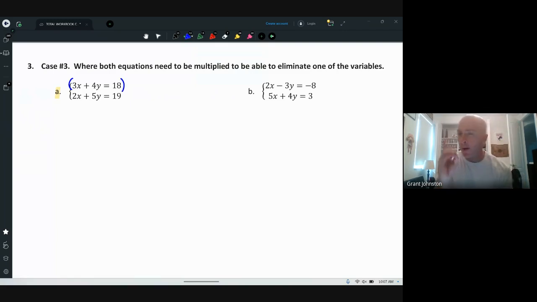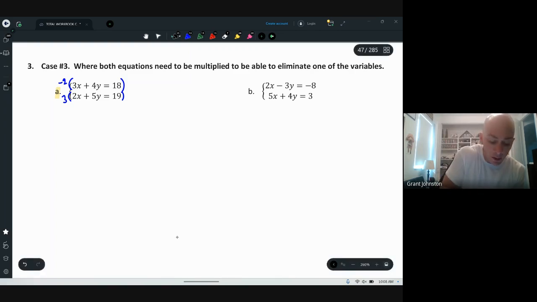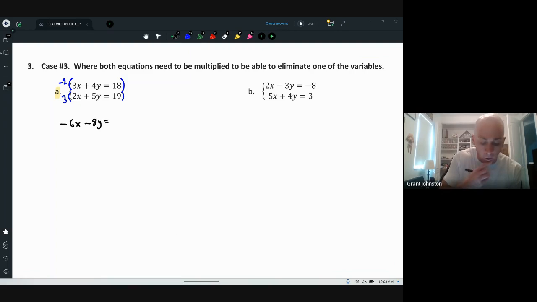I'm going to get this first one to a negative 6x, so I'm going to multiply this one by negative 2. And I'm going to multiply the second one by a positive 3, because that's going to give me a positive 6x. Let's see what my new equations look like. Negative 6x minus 8y equals 18 times negative 2, negative 36. 3 times 2 is 6, 3 times 5 is 15, 3 times 19, what is that, 57, I think?